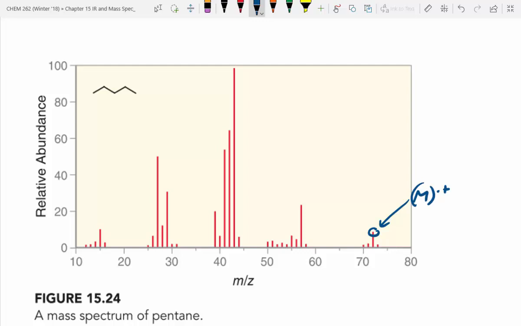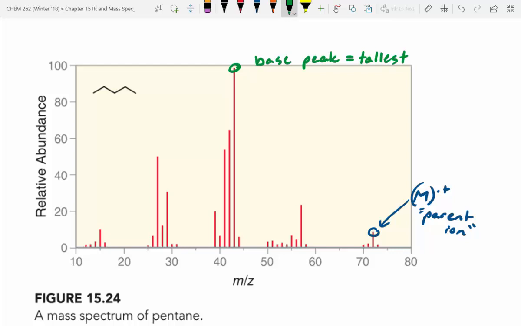Sometimes these peaks can be really, really hard to see, especially if you've got a molecule that fragments really easily. It can be exceptionally small and hard to spot. But that's the first thing I always look at. The other thing you should look at outside of this parent ion is something called your base peak. And your base peak is simply the tallest peak in your spectrum. And it's not to be confused with your parent ion peak.